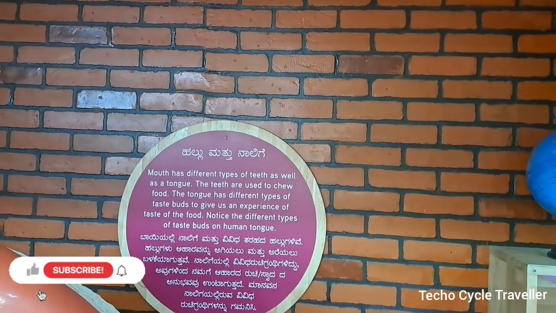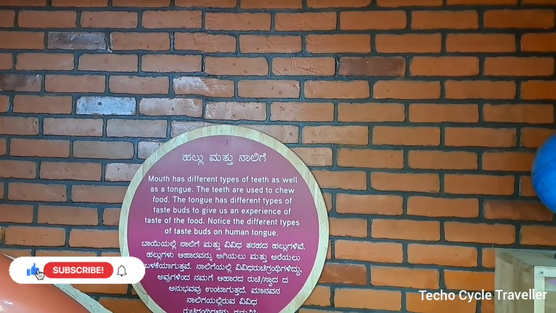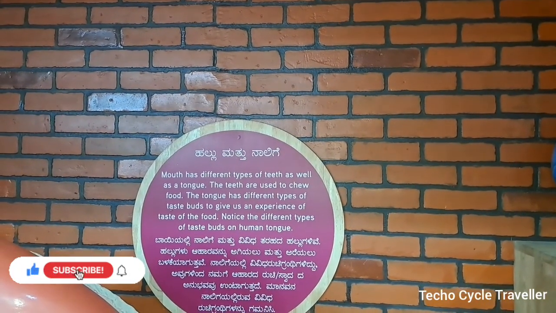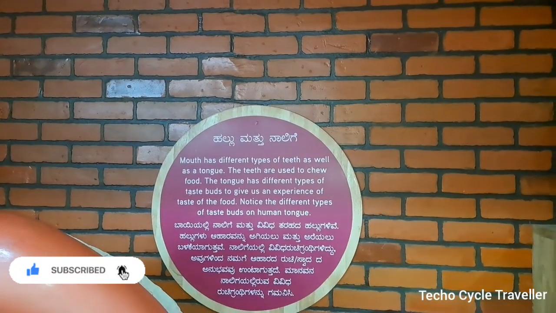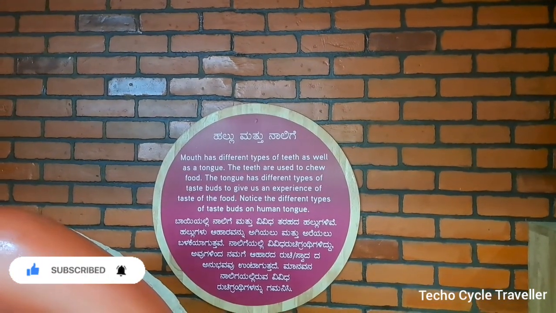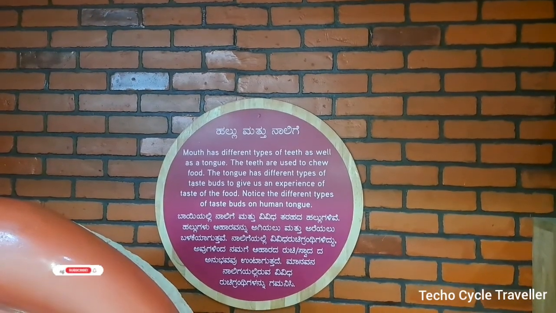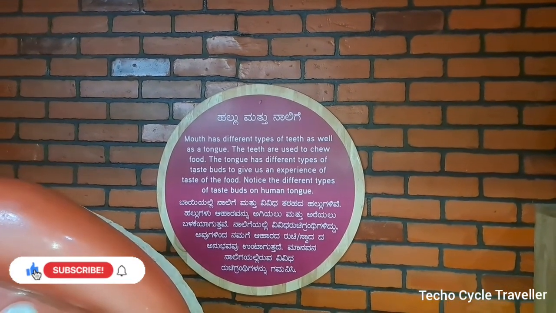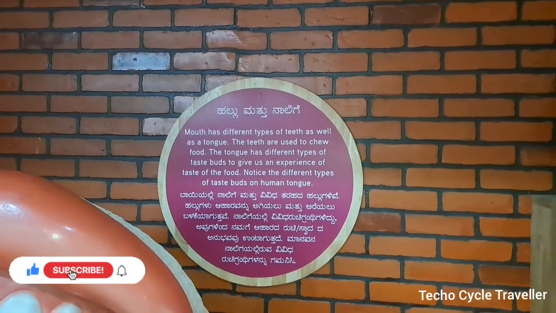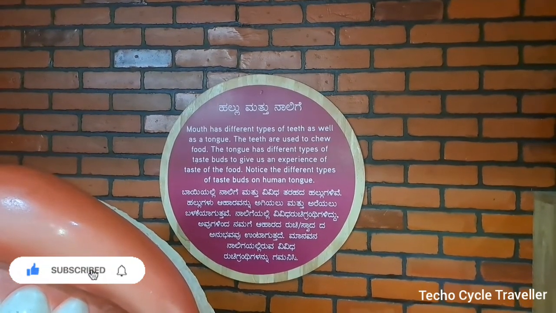Both have different types of teeth as well as tongue. Teeth are used to chew food. The tongue has different types of taste buds. They give the experience of taste of food. Notice different types of taste buds in the human tongue.